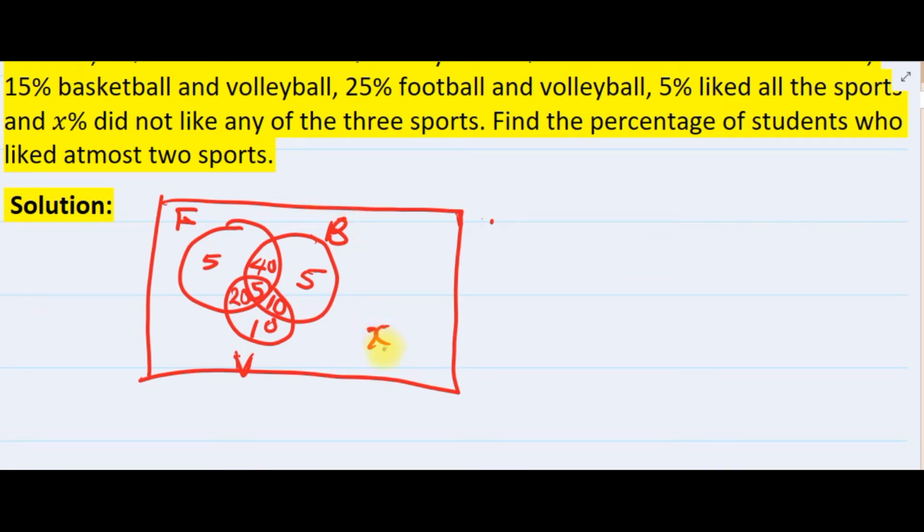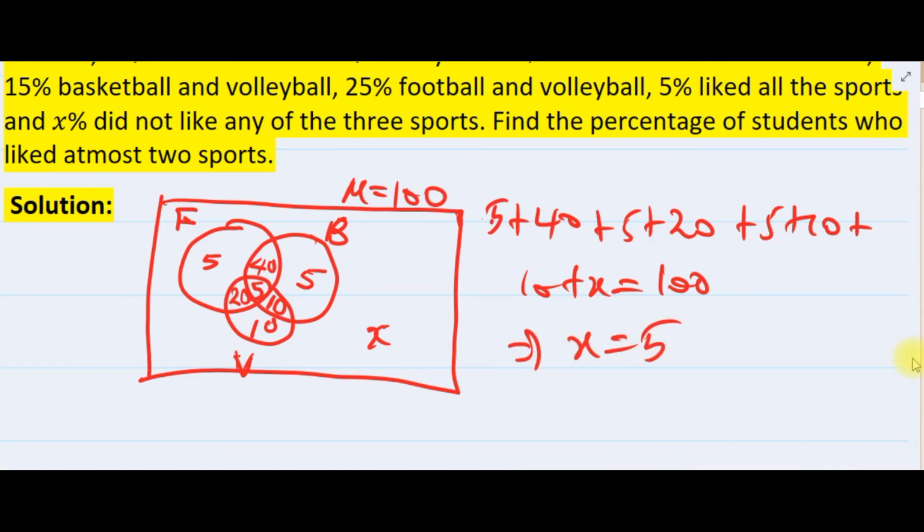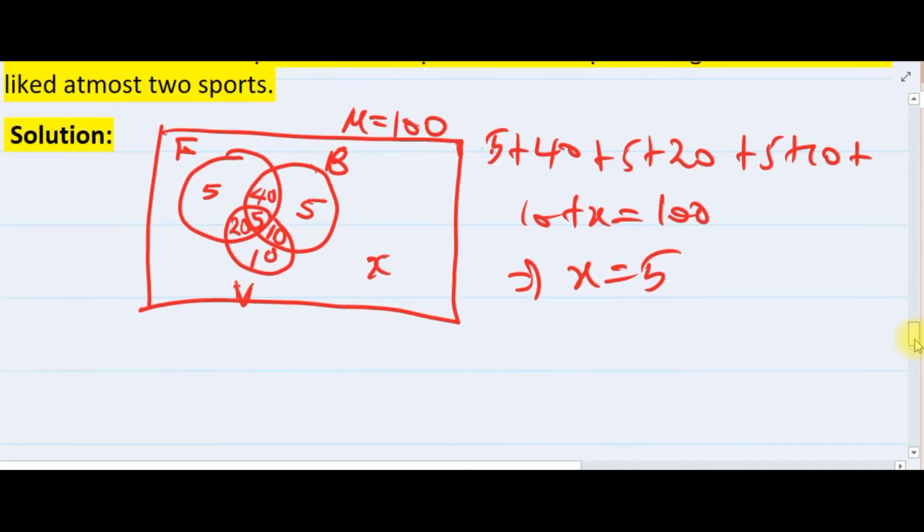So let's get the value of X, who did not like any sports. Why the universal set? Remember, we're dealing with percent, so it should be 100%. So we add everything and equate it to 100. So 5 plus 40 plus 5 plus 20 plus 5 plus 10 plus 10 plus X must give us 100. So this is 50, 70, 80, 85, 95. So X is 5. So 5 did not like any sports, but they told us to find the percentage who like at most.